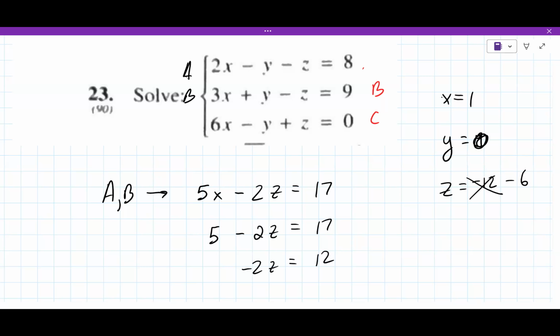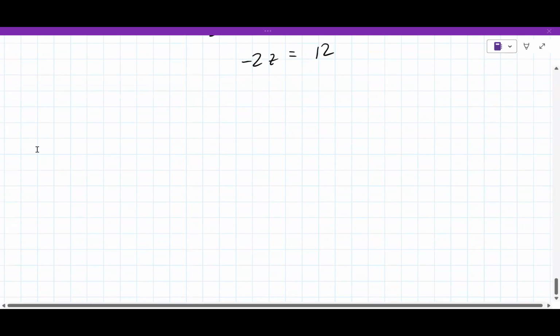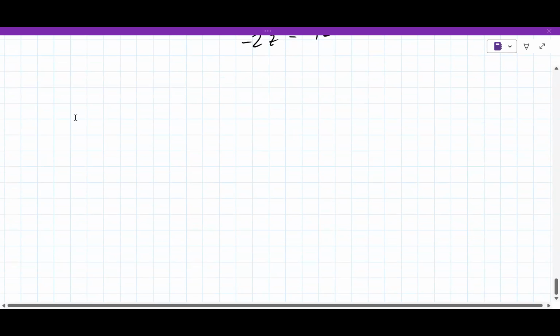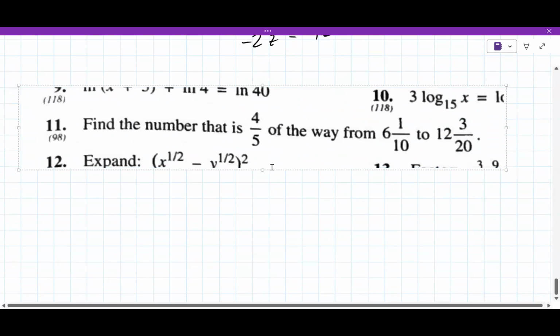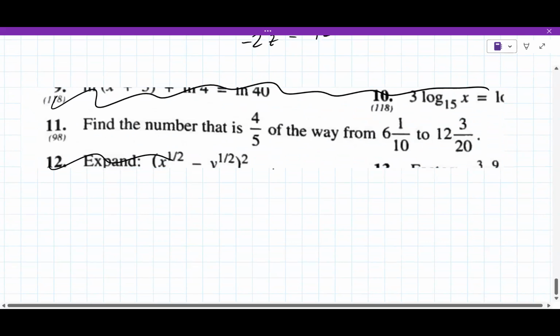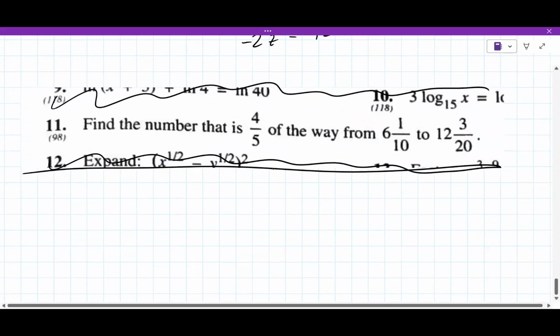You can just go and pick something. Okay, 11's looking pretty good. We did these up, I'll say a month ago. The distance between. Find a number that is 4/5 of the way from 6 and 1/10 to 12 and 3/20.